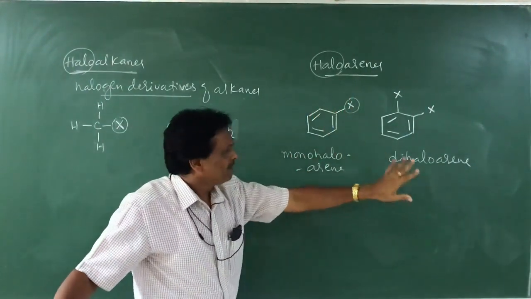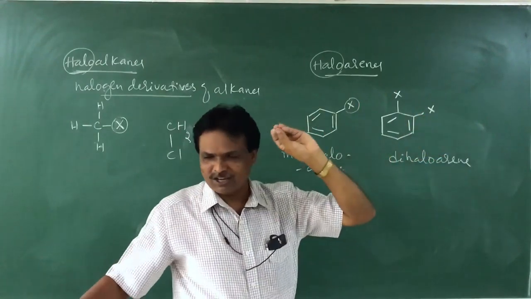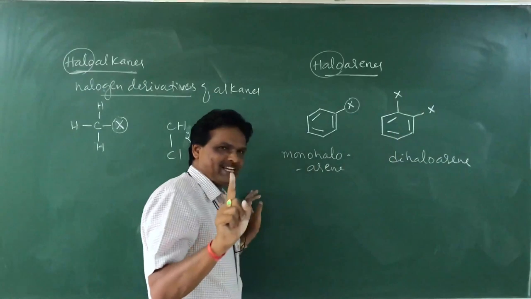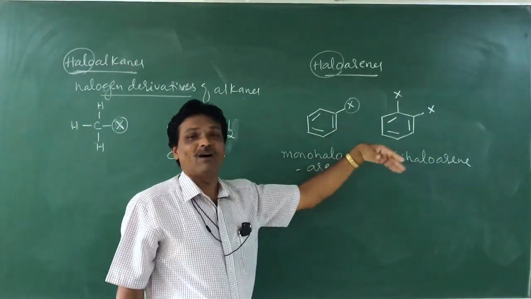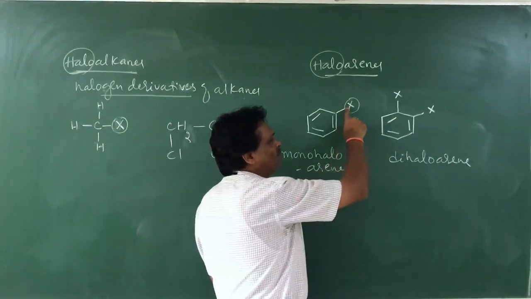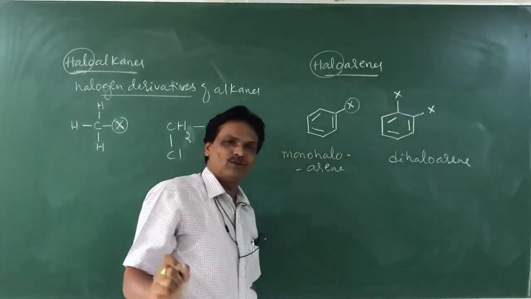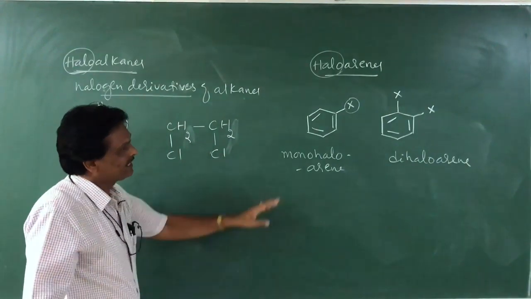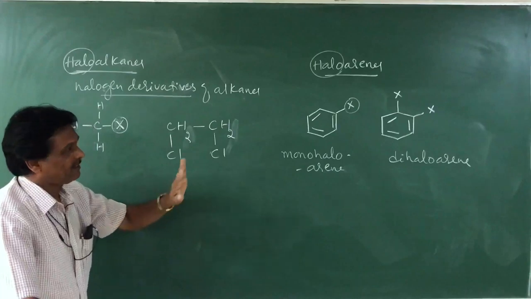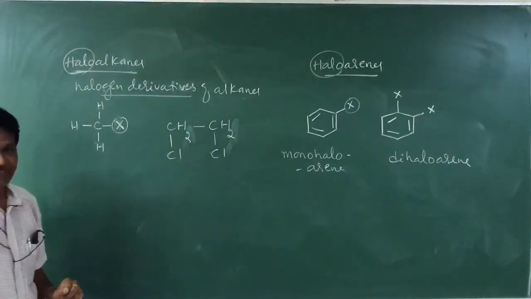Haloarenes are the halogen derivatives of benzene. They are formed by the replacement of one or two or three hydrogen atoms of benzene by one or two or three halogen atoms. So that is haloarenes. Next, in detail we will discuss how they are classified.